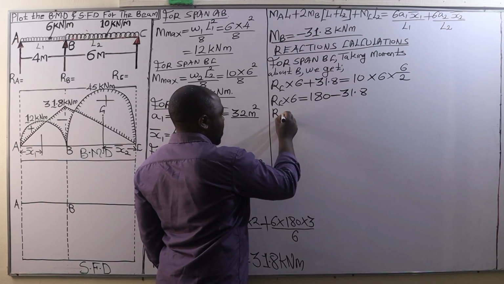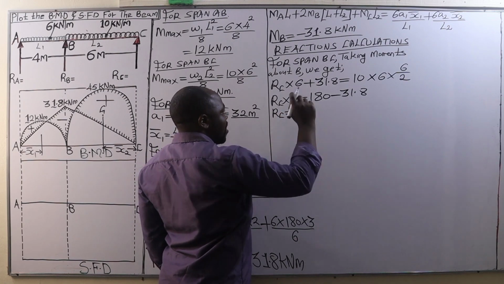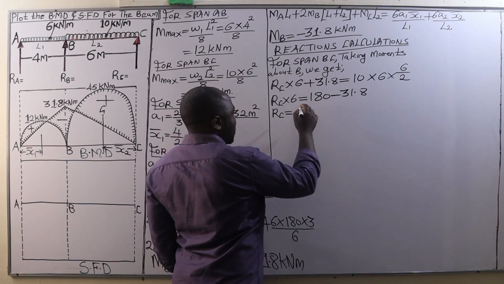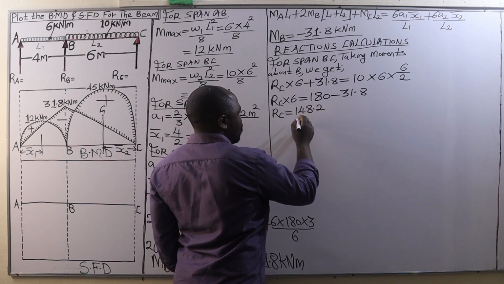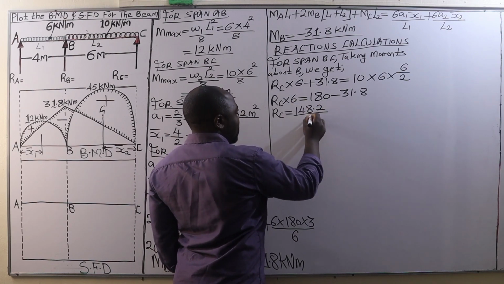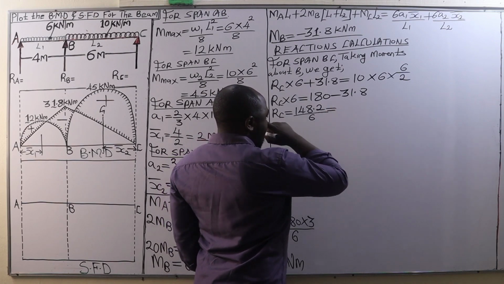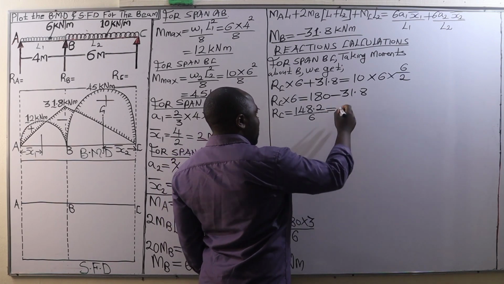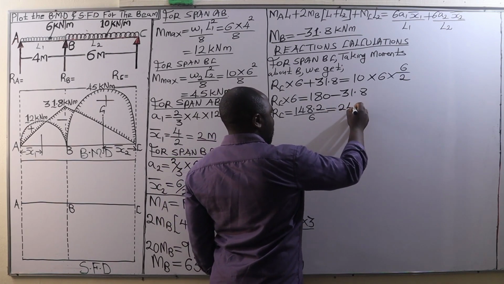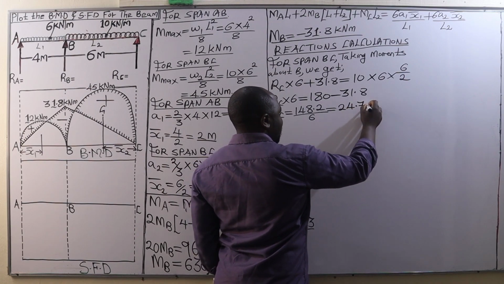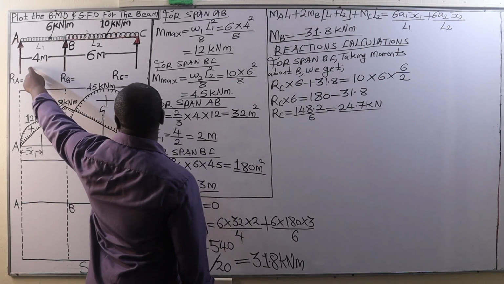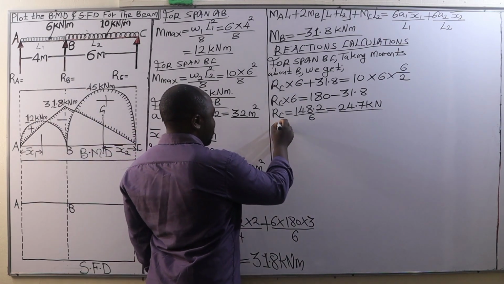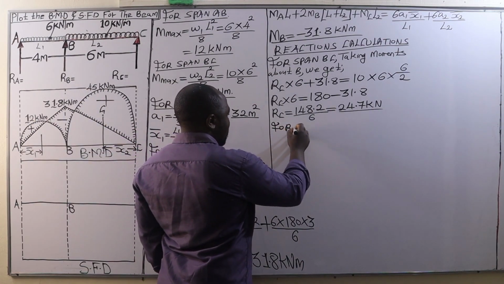Therefore, the reaction at C is going to be 180 minus 31.8, that is 148.2. Then we divide it by this 6, and the reaction at C is going to be 24.7 kilonewton.